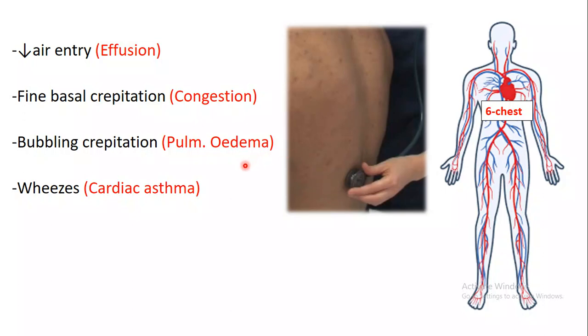The third abnormality that might be heard is bubbling crepitation, denoting marked fluid volume inside the alveoli in a patient with pulmonary edema. And the last thing is cardiac asthma or wheezes. This is an important thing that you should put in your differential diagnosis when hearing widespread wheezes across the chest, that congestion of the airway might also cause wheezes like those of bronchial asthma or airway disease patients.